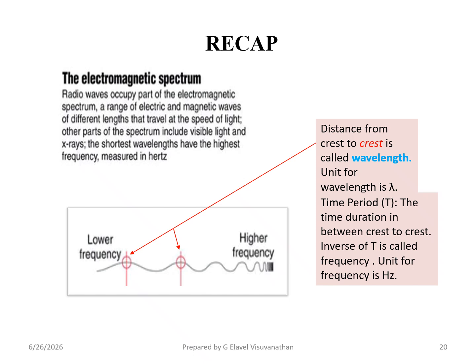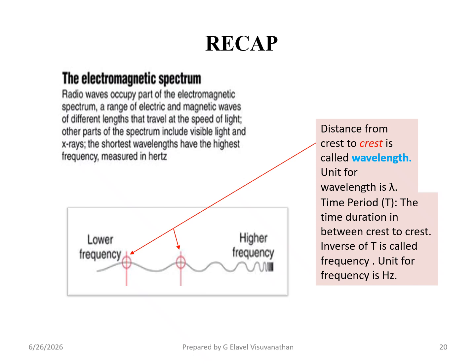This is the electromagnetic spectrum. Radio waves occupy part of the electromagnetic spectrum, a range of electrical and magnetic waves of different lengths that travel at the speed of light. Other parts of the spectrum include visible light and X-rays. The shortest waves have the highest frequency, measured in Hz. You can see the diagram, from lower frequency to higher frequency.